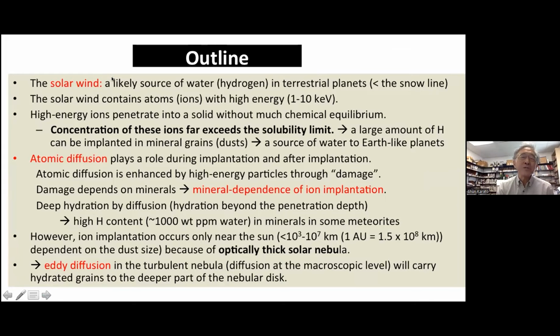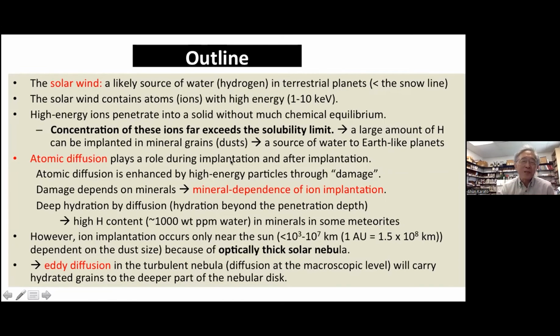I'm going to tell you the source of water on Earth and the terrestrial planets is the solar wind. Solar wind contains lots of high energy particles with energy of 1 to 10 kilo electron volt, much higher than bonding energy. And those high energy particles, including hydrogen, penetrate into the solid without much chemical equilibrium. And then during penetration, those particles lose energy and stay inside of the material, and it is going to be accumulated. And as I'm going to show you, the number density of hydrogen you can get by this process is enormous, more than 10 orders of magnitude higher than what you expect from chemical equilibrium.